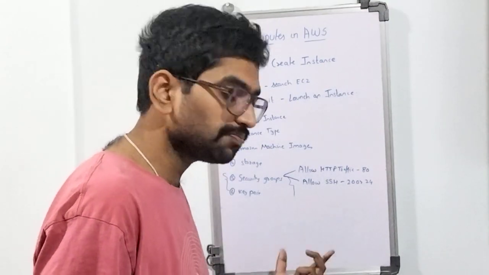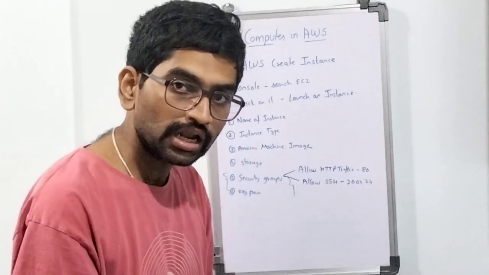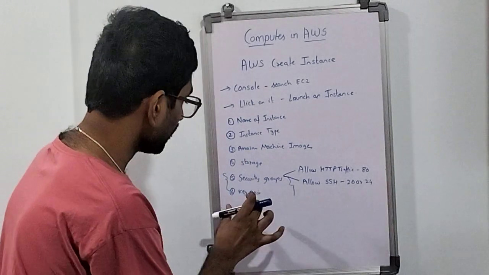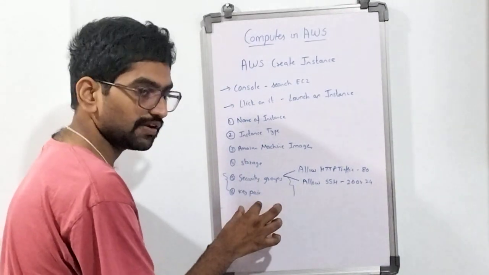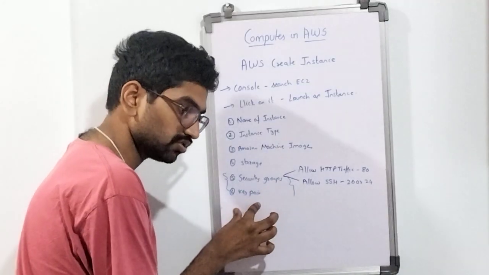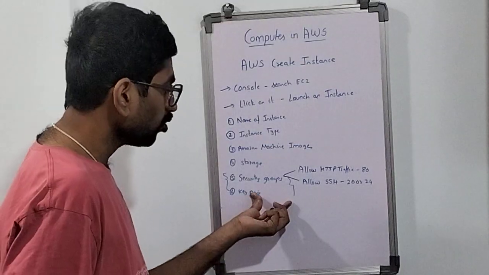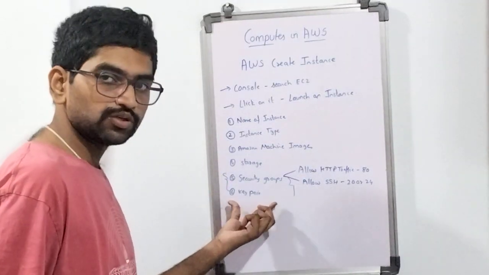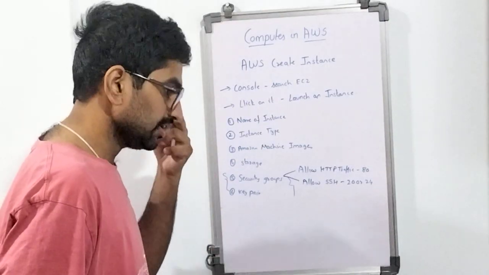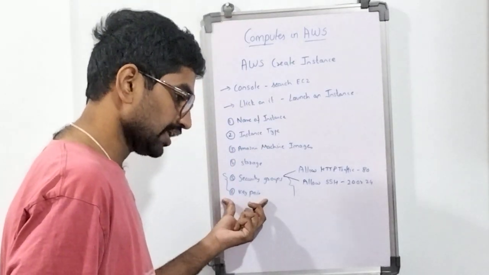To perform your deployment, to host your application in your operating system, you require this key pair. That's why it is one of the very crucial points that you should know. These security groups are very important to allow HTTP traffic, and this key pair is what allows you to do these things.